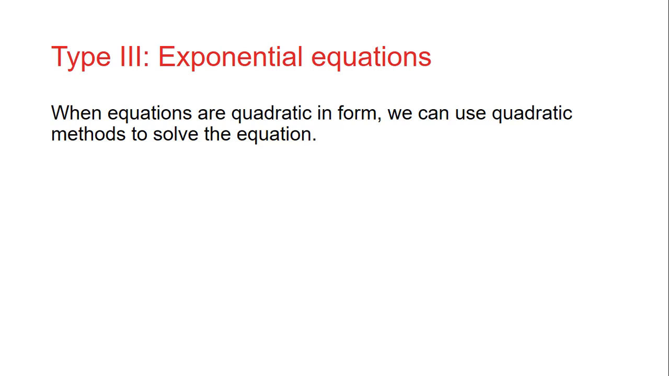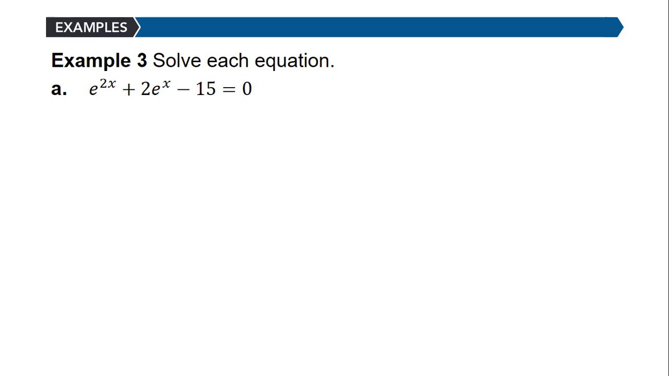Now the last type of exponential equation we'll solve is ones that are quadratic in form, and we can use quadratic methods to solve these equations. So we're going to see something like this: e to the 2x plus 2e to the x minus 15 equals 0. So notice that e to the x and e to the 2x are related in the fact that if we square e to the x, we actually get e to the 2x.